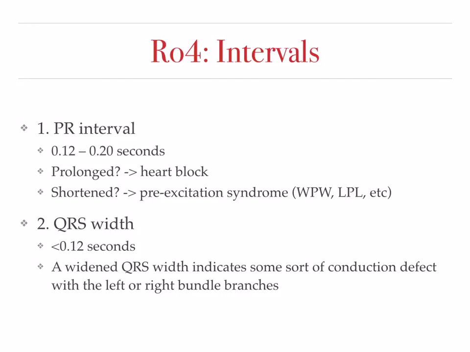After looking at the PR interval, we want to take a look at the QRS width. Typically, this is less than 0.12 seconds. Any widening of this suggests some sort of conduction defect with left or right bundle branches.